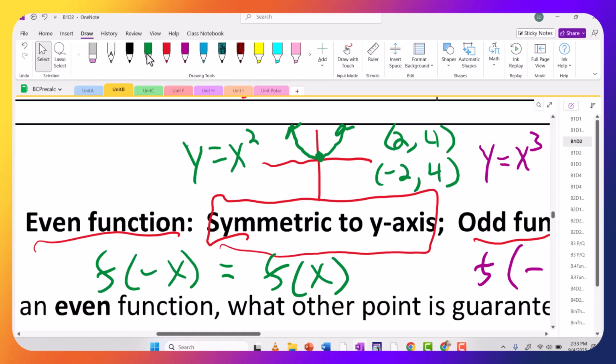All the green that I have here is all the stuff that you have to do. And where are we at right now? 32. Oh my goodness. Stop screwing around, Mr. Samuels.